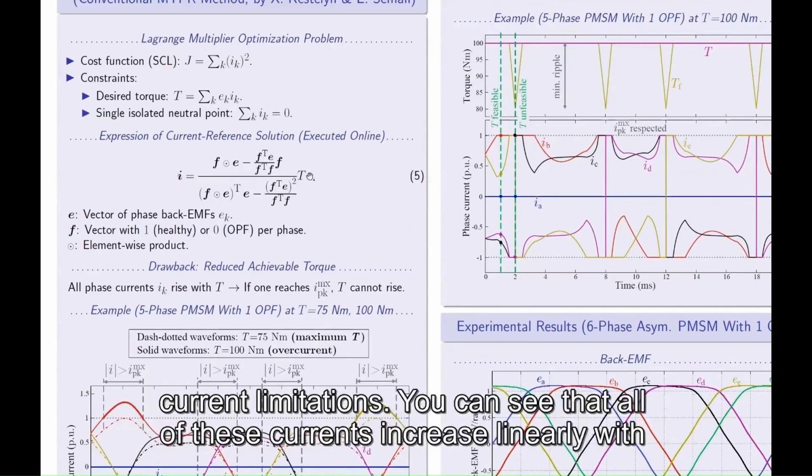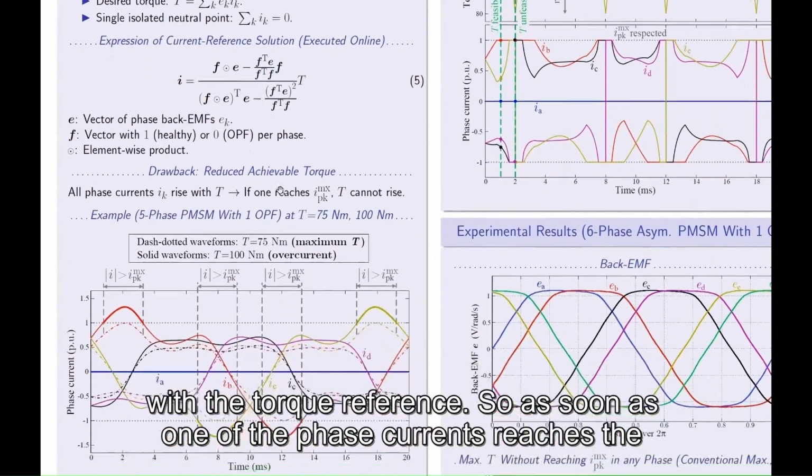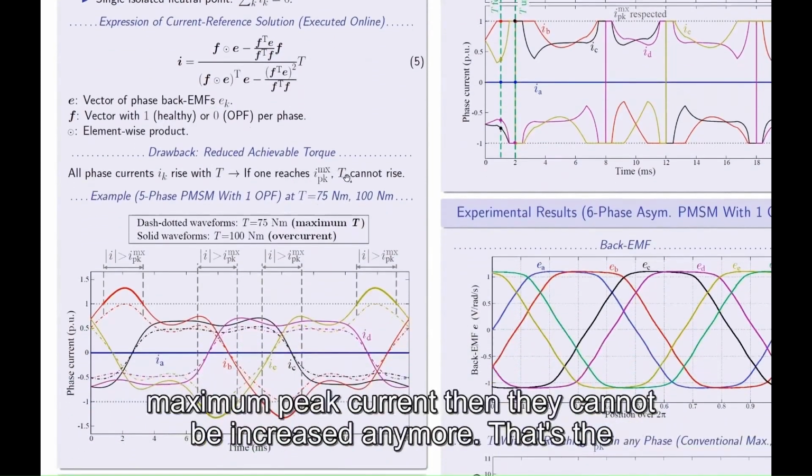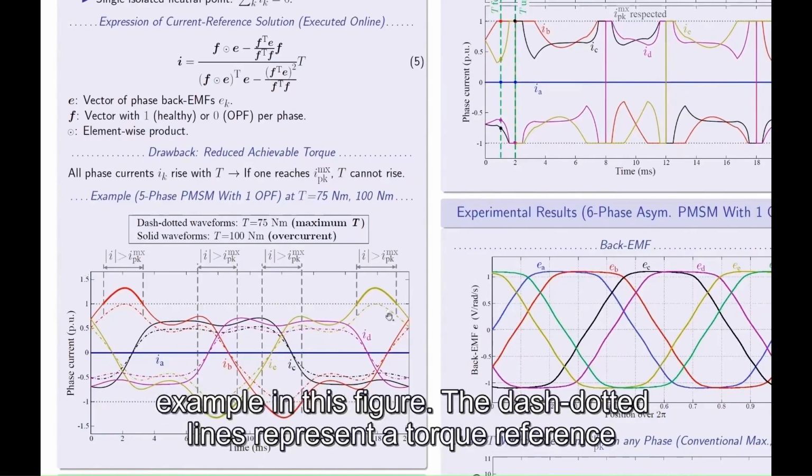We can see that all phase currents increase linearly with the torque reference. So as soon as one of the phase currents reaches the maximum peak current, then T cannot be increased anymore. That is the maximum torque that can be achieved with this method. And this is illustrated, for example, in this figure. The dash-dotted lines represent a torque reference of 75 newton meters.